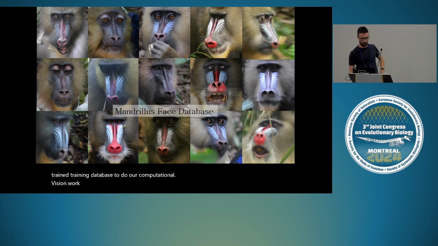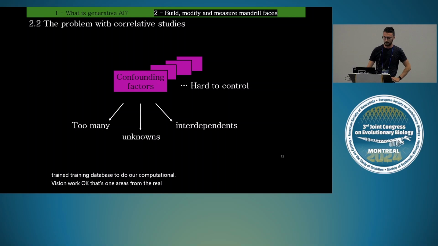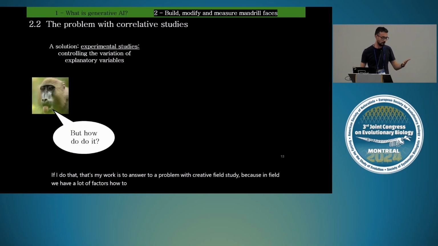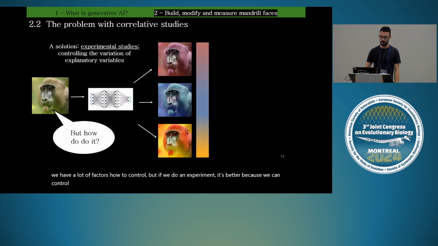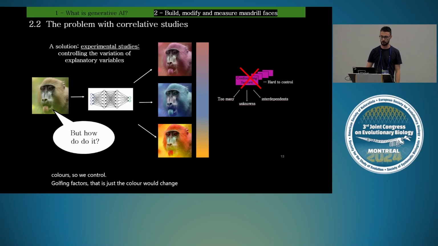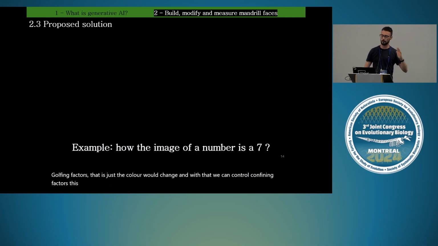Okay, those ones are real, from the real database. My work is to answer a problem with correlative field studies, because in the field we have a lot of confounding factors that are hard to control. But if we do an experiment, it's better because we can control confounding factors. To do that, we can modify images with computer vision. So here is just an example with Photoshop, but you can see this is the same individual, but with different colors. So we control confounding factors. There is just the color that changes. And with that, we can control confounding factors. This was just a toy example to explain it to you.